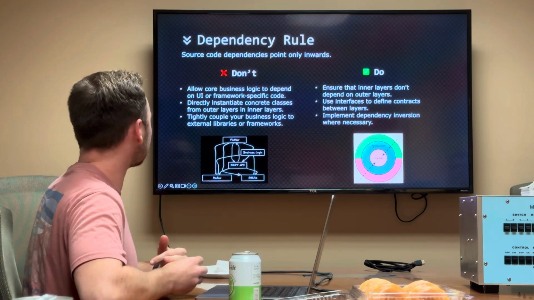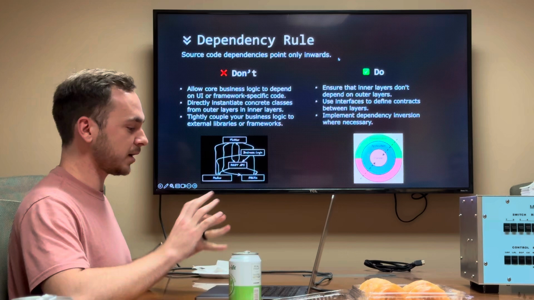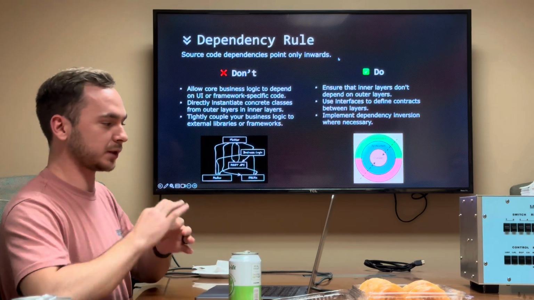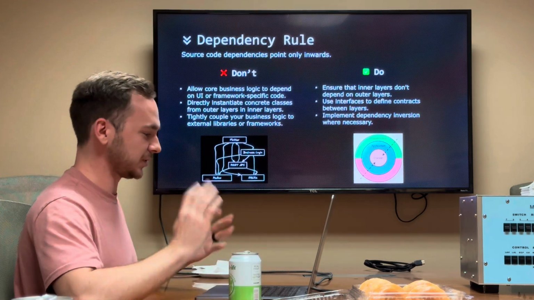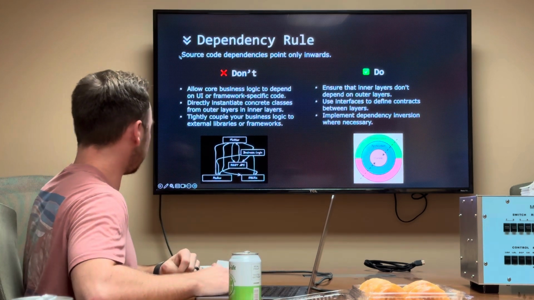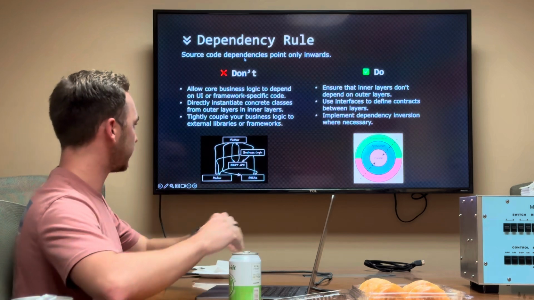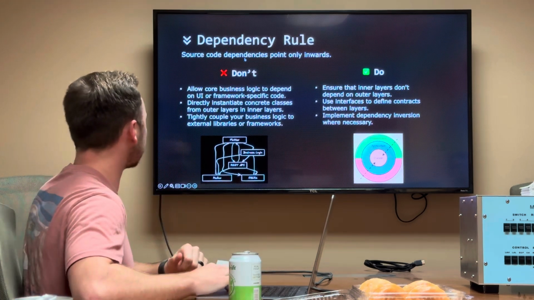The next one is the dependency rule, where we only want source code dependencies to point inwards. And by the way, a lot of these rules kind of intersect with one another, so keep that in mind, we're going to hear some repeats as we go along here. But specifically, we want to focus on how the dependencies should only point in one direction instead of all crisscrossing across one another.